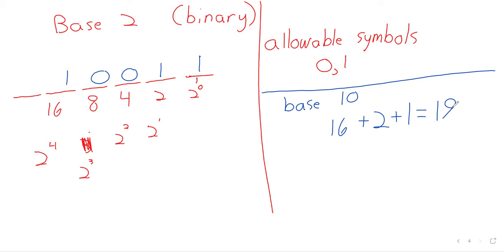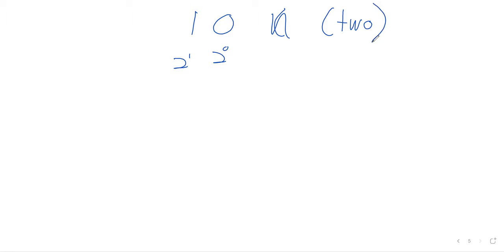The sort of standard joke, it's not funny because math jokes are never funny, but it's that there are 10 types of people in the world, those who understand binary and those who don't. And that's because 10 in binary, one zero, is two in the standard decimal system.